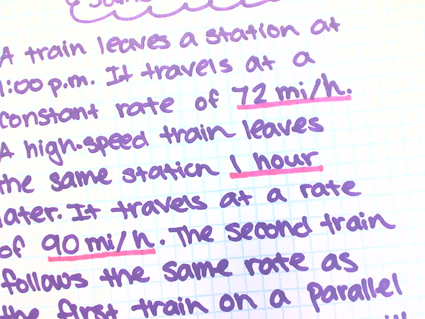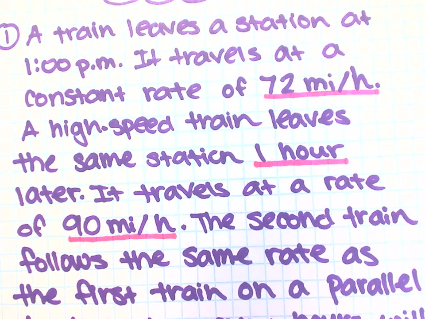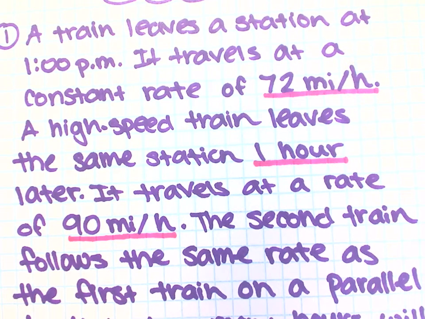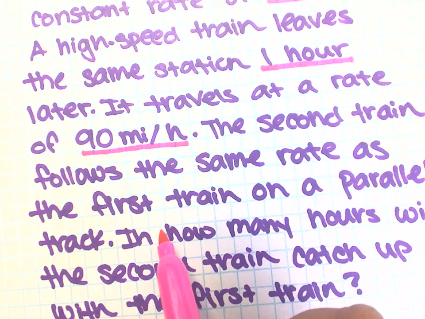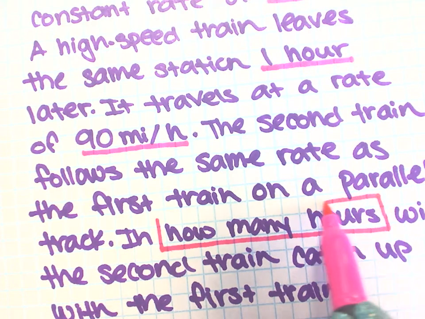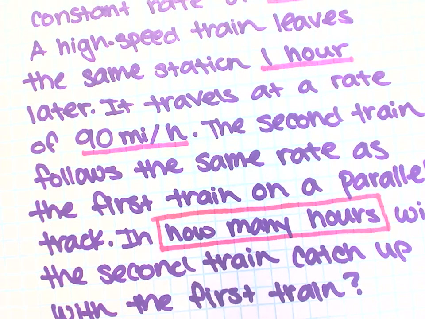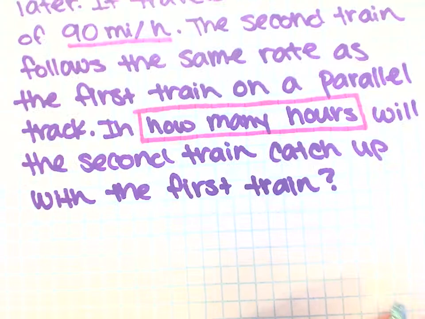So you can see, if you can identify the numbers that are in the problem, you'll be good. The second train follows the same rate as the first train on a parallel track. Okay, that's just information. How many hours? Okay, so we're finding hours. I know that I'm going to put my answer in hours at the end. How many hours will the second train take to catch up to the first train? Whew. So, I know it looks complicated. But first, we need to set up a little key for ourselves.